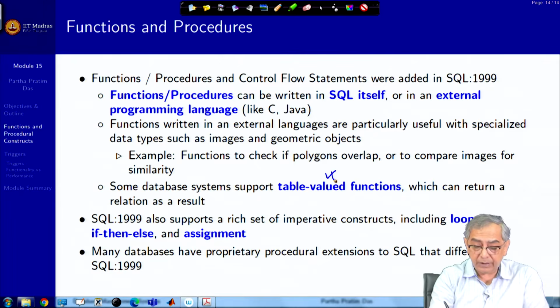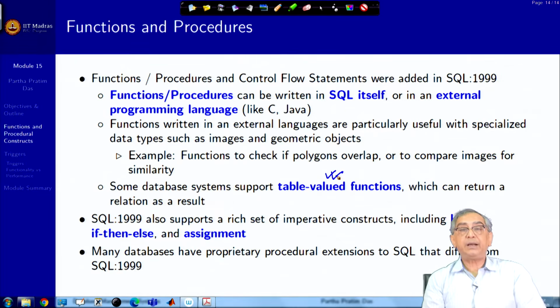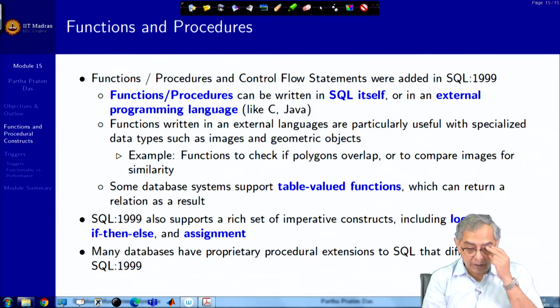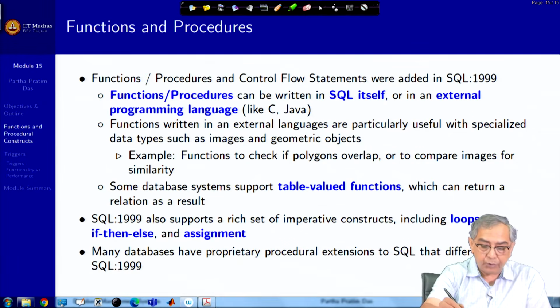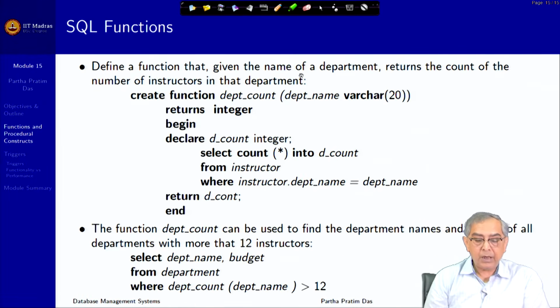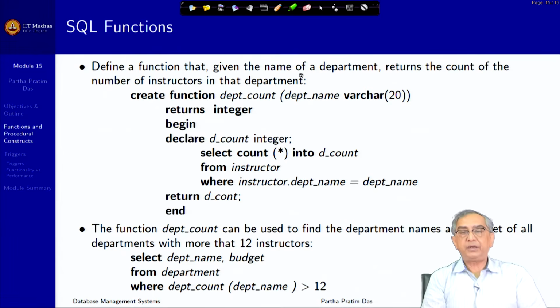What has also been introduced is what is known as a table valued function, which means that a function in SQL can also return a table. Normally functions return just simple values, but in SQL the functions can also return tables. And as we will see, there are several constructs that are available. So, I will just walk through these after explaining the function and procedure.